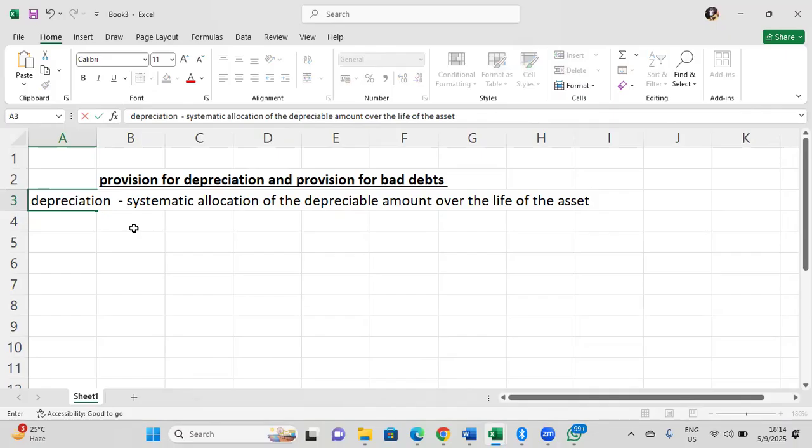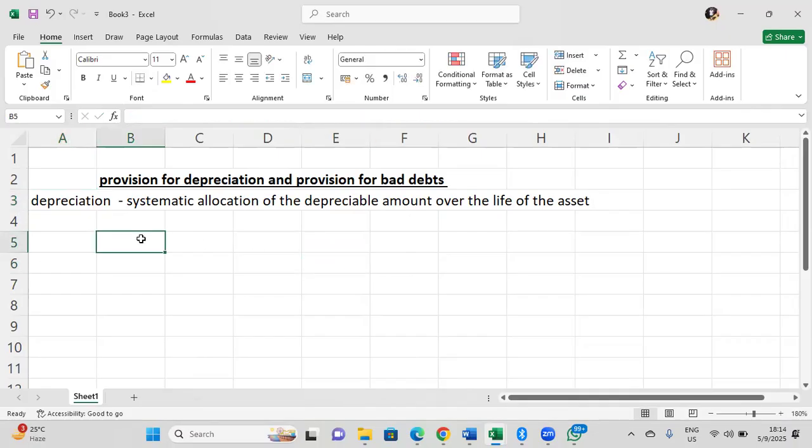So it is the allocation of the depreciable amount over the life of the asset. So with depreciation, we are allocating the cost over the life of the asset. In simple terms, we are saying the asset is being used, so it's reducing in value. The amount by which the asset has lost value, that's the depreciation.